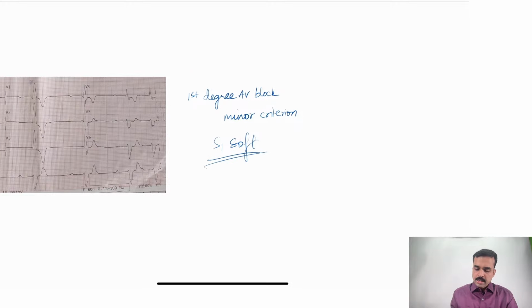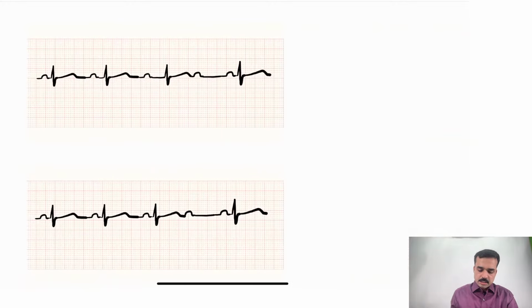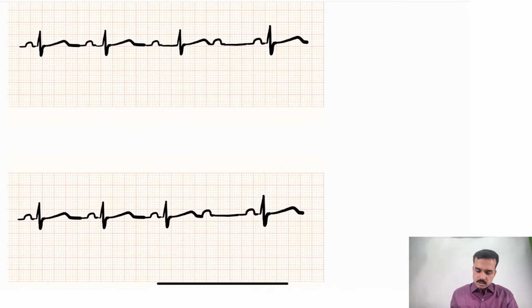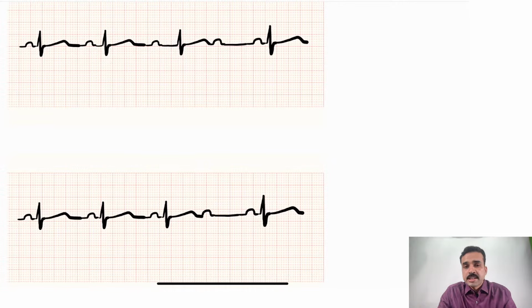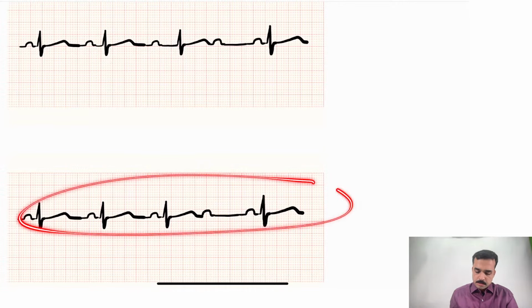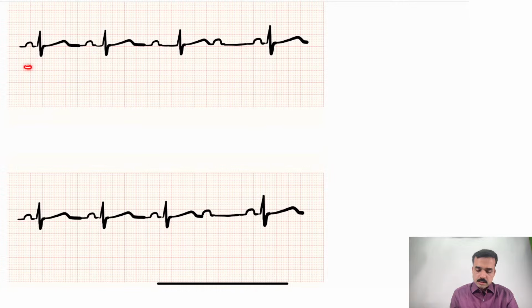Next, what about these two? This was a question in INI November 2023. In this rhythm you can see PQRST, PQRST, PQRST, and then P, then nothing, and then again PQRST. So what happened here? Definitely you can notice that the P wave didn't get conducted in both of these. Very similar here also. Both these P waves didn't get conducted.